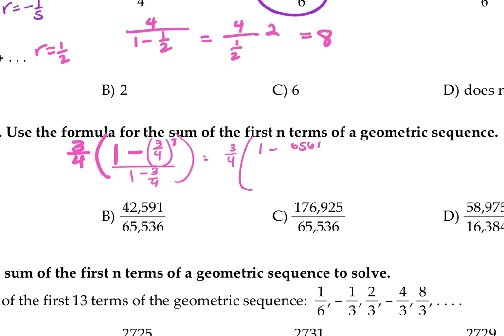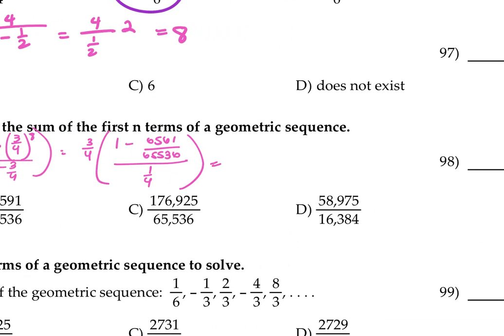6,561, 4 to the 8th, 65,536, over, this would be 4/4 minus 3/4 or 1/4. Then I have to give the numerator a like denominator, so this becomes 6,561 over 65,536 minus 6,561, 1. So I have 3/4 on the front. Would equal 58,975 over 65,536, which is over 1/4. Keep, change, flip. 65,536 divided by 4 is 16,384.